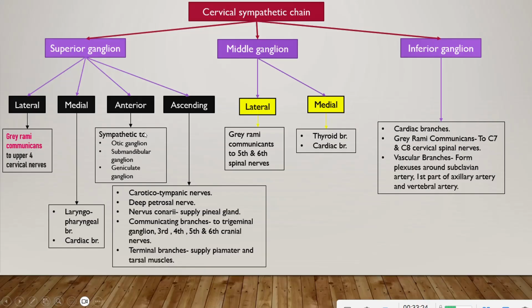Anterior branches are going into the parasympathetic ganglia. Which ganglia? Otic ganglion, submandibular ganglion, geniculate ganglion. Ascending are the caroticotympanic nerve, deep petrosal nerve, nervus conarii, communicating branch to the trigeminal ganglion, third, fourth, sixth and fifth cranial nerves, and terminal branches. Okay, middle cervical ganglion: lateral branch, again gray rami communicantes to fifth and sixth, and thyroid and cardiac branch. Inferior cervical ganglion: cardiac branches, again lateral branches, gray rami communicantes, and vascular branches which are forming a plexus around the subclavian artery, first part of the axillary artery and vertebral artery.